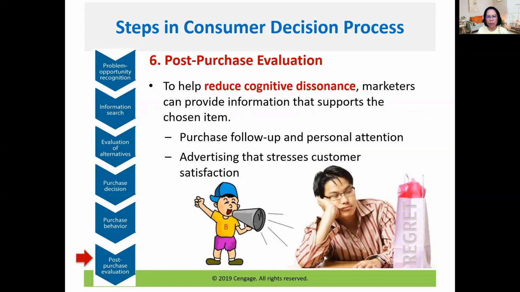To help reduce cognitive dissonance, marketers can provide information that supports the chosen item. So they can offer follow-up and personal attention, or advertising that stresses customer satisfaction. So in this case, Yellow Cab may include freebies or special offer coupons that offer a discount on the next purchase in order to address John's cognitive dissonance.